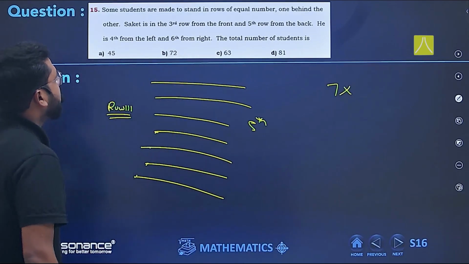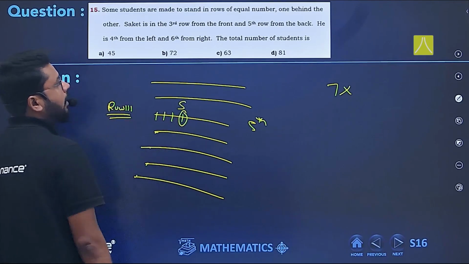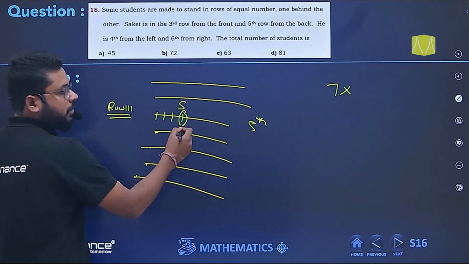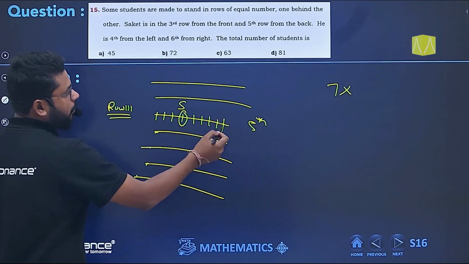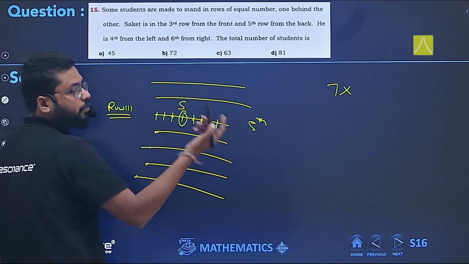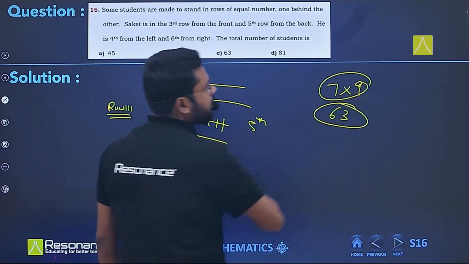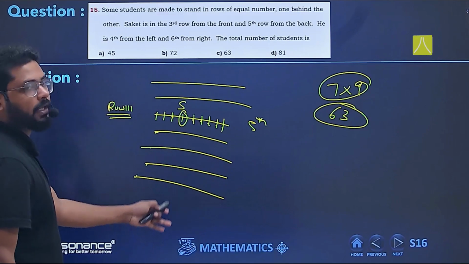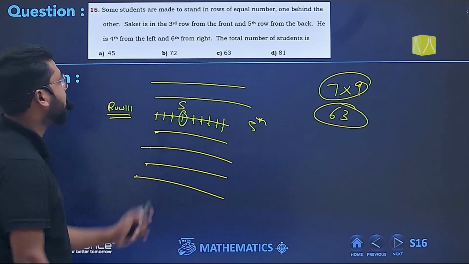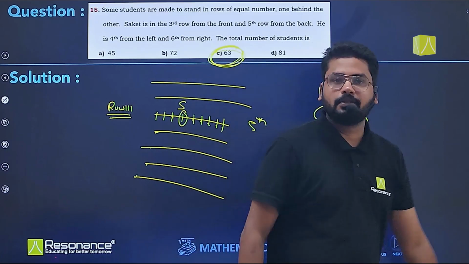Now he is fourth from the left. So 1, 2, 3, 4. Saket is here. And 6th from the right. So this is the 6th position, then 5, 4, 3, 2, 1. So overall if you count 1, 2, 3, 4, 5, 6, 7, 8, 9. 9 students are there. So total students are 7 into 9, which is 63. Because 7 rows are there and in each row 9 students are there. So option C is correct.